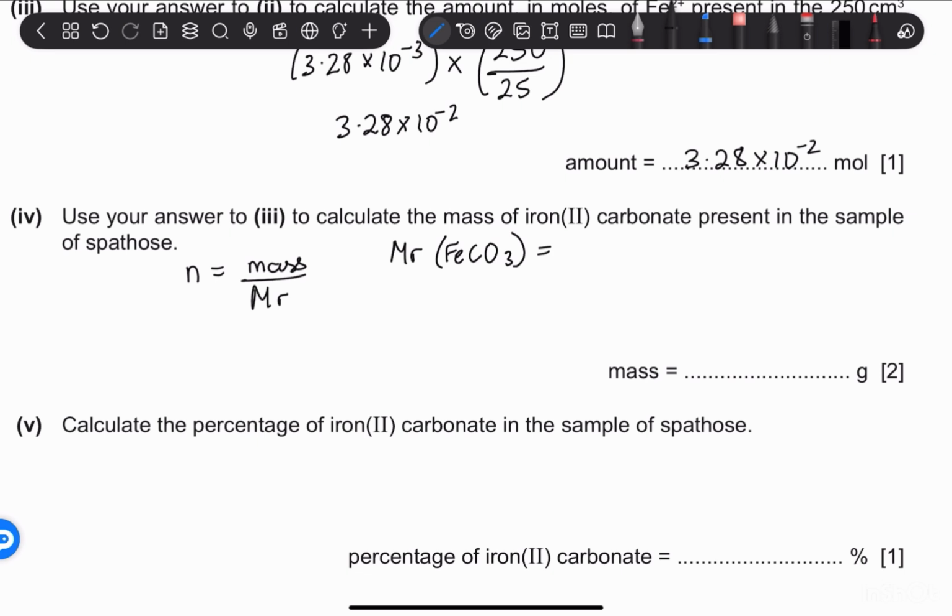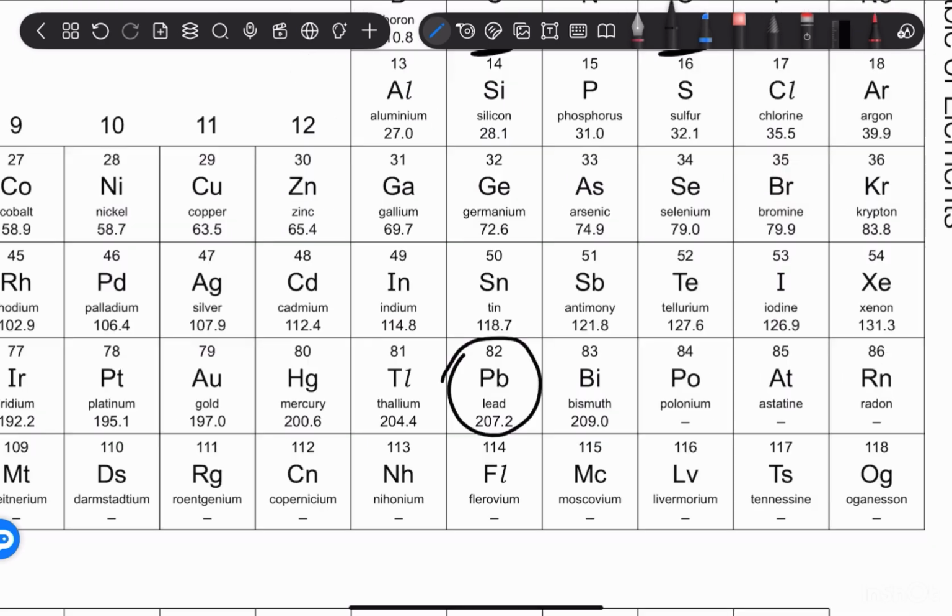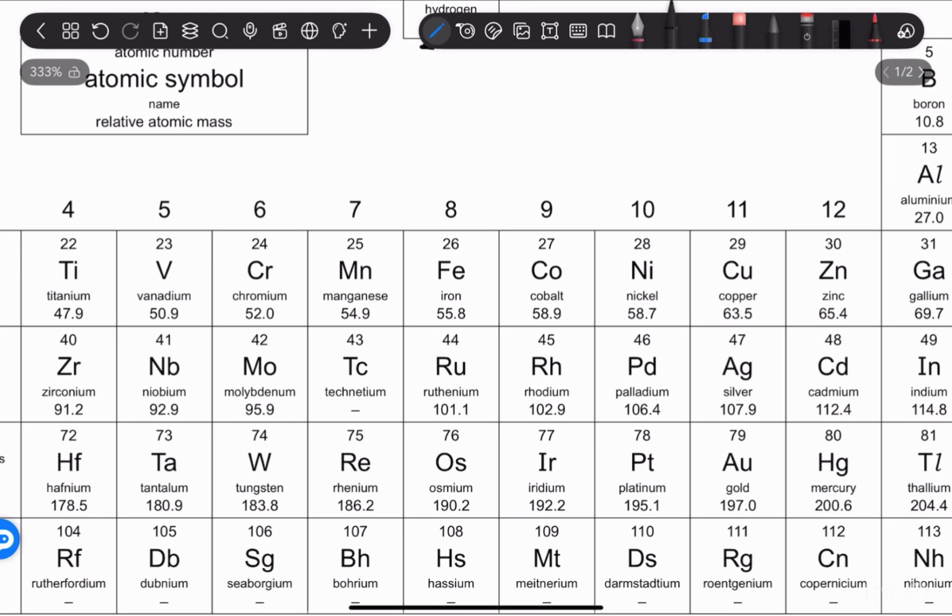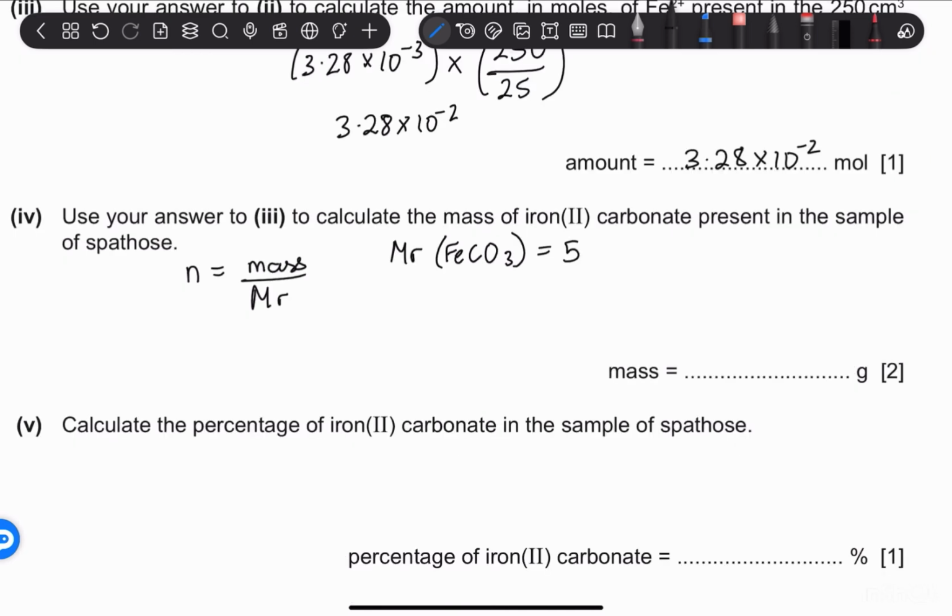This is the sum of the atomic masses of these atoms. The atomic mass of iron is 55.8, plus carbon, which is 12.0. Oxygen is 16, but we have 3 atoms, so we multiply that by 3. What we get is 115.8.